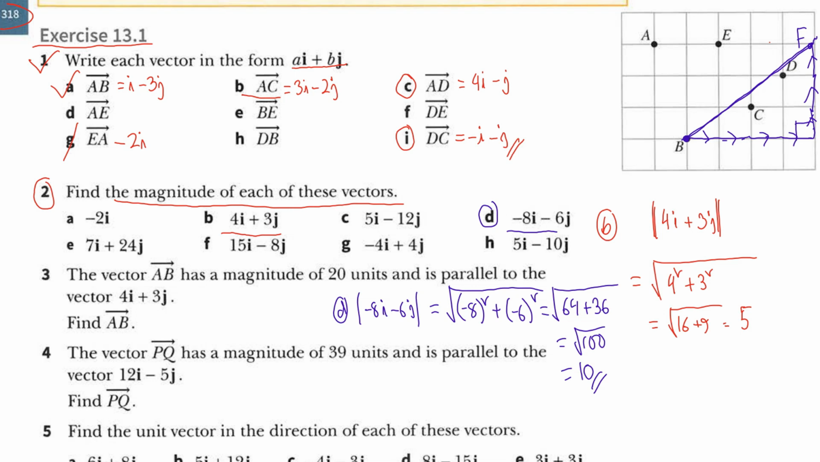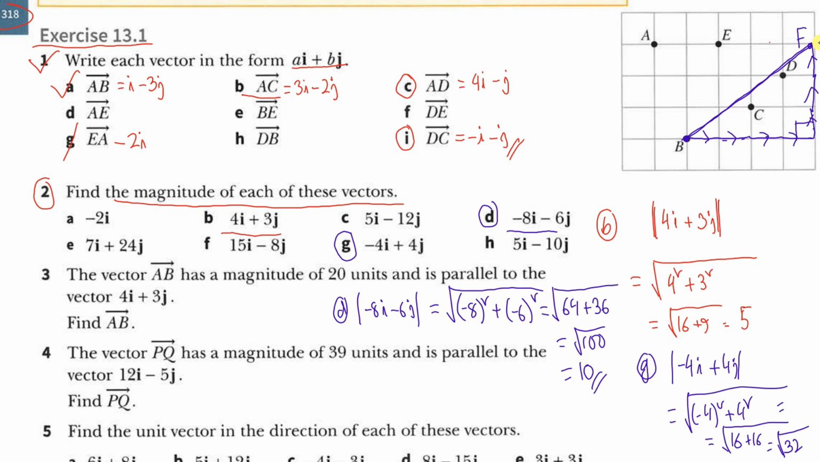Similar working for the rest of the questions. Let's say one negative, one positive. Question number G, if we use the same working again, which is minus 4i plus 4j, its magnitude is minus 4 whole squared plus 4 whole squared, which is 16 plus 16. So we can say root 32, which gives us 4 root 2 if you use a calculator, because the square root of 16 is 4, but the root 2 we have to leave as it is. So this is the magnitude. Every part is very important to know to do the question paper.